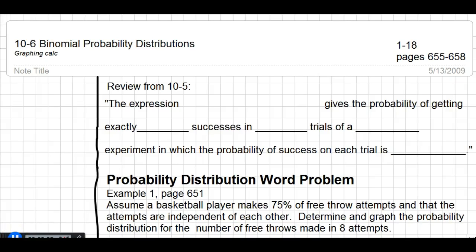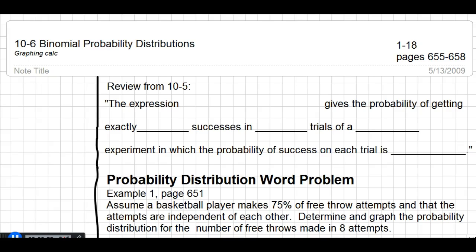This lesson is for FST, lesson 10.6 on binomial probability distributions. Keep in mind that this lesson is actually a combination of our two most recent lessons. In 10.5, we did binomial probabilities, and in 10.4, we did probability distributions. Distributions is when you make a table of the probabilities and then graph them.